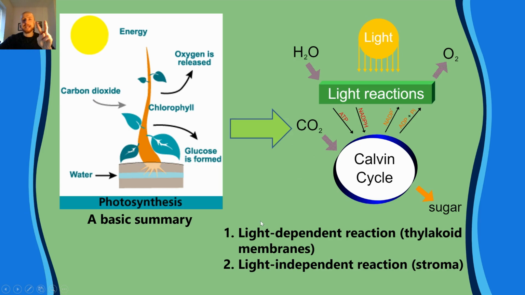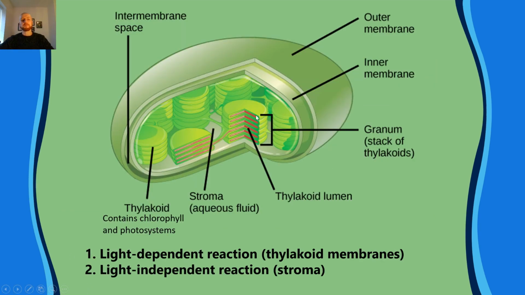Now, there's 2 main stages to photosynthesis. There's the light-dependent reaction, which happens in the thylakoid membranes of the chloroplast, and the light-independent reaction, which happens in the stroma. Now, don't worry if this seems like a lot of new key terms to you and it seems very difficult. We're going to break it down step by step for you.